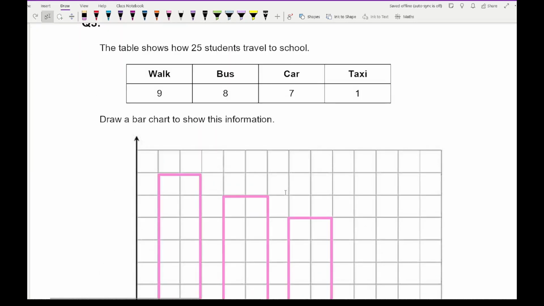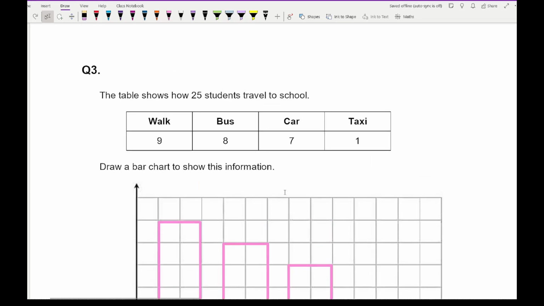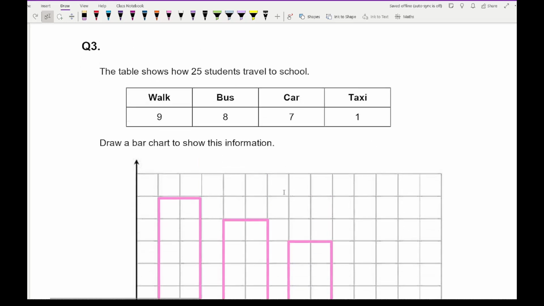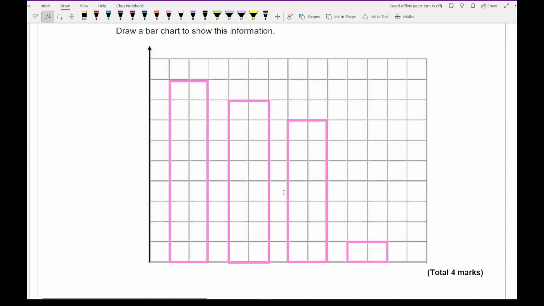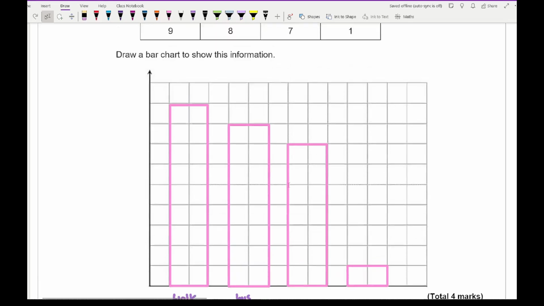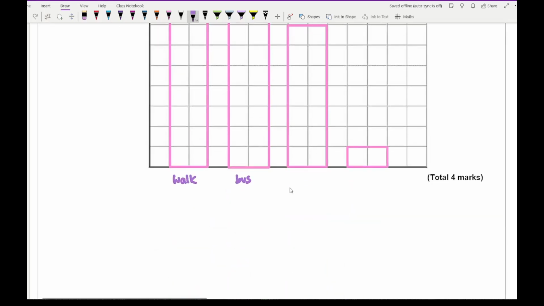Moving on to question 3, it says the table shows how 25 students travel to school. Draw a bar chart. So again, I've drawn the bars in advance already, so all that's left for me to do is label. So we've got walk, we've got bus, and we've got car and taxi.